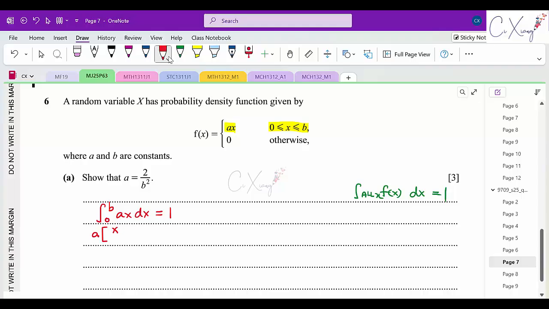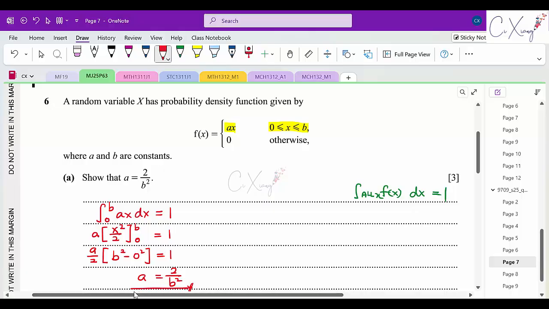Then integrate x, and I will have x squared divided by 2. Then I have to put in the limits b and 0. So from here I have a over 2, then substitute b inside, I have b squared minus 0 squared, and it equals 1. From here, we move all the values to the other side, and very easily, we get a equals 2 over b squared. Okay, this is what we have for 6a.